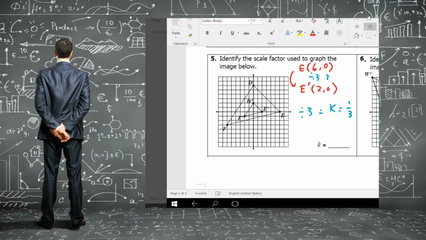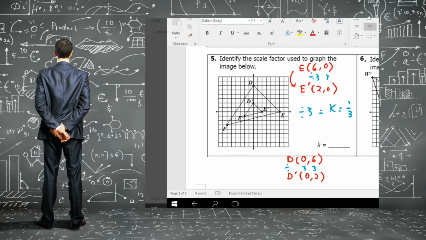So how am I going to do that? I'm going to take another point. Let's take D. D is at 0, 6. And D prime is at, where's that at? It's at 0, 2. Once again, how did I go from 6 to 2? I would have to divide by 3. And that looks the same.